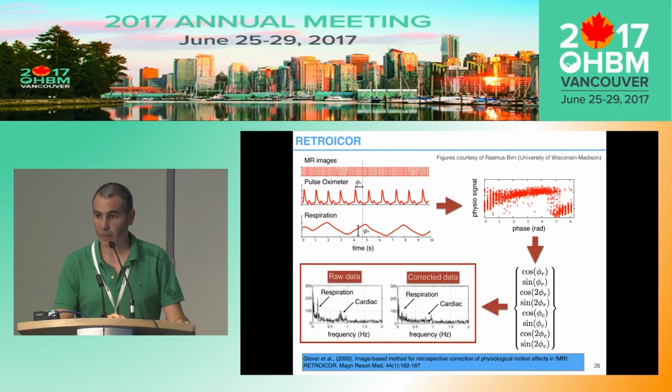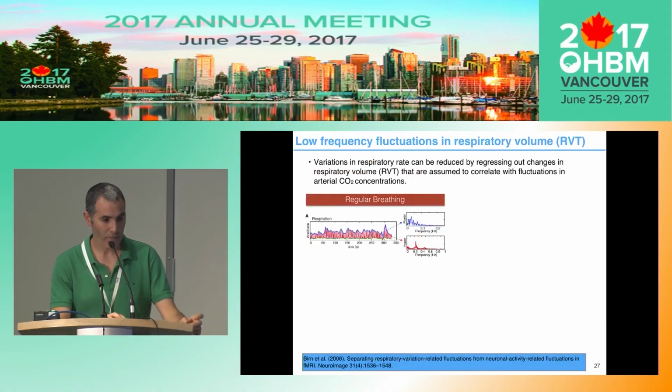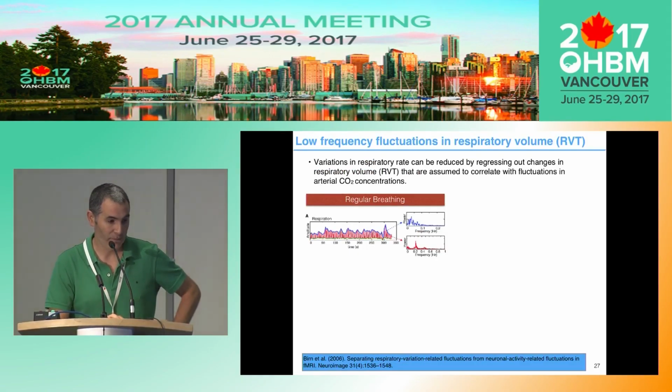The beauty of this approach is that it can actually remove physiological noise fluctuations that are aliased with the BOLD signal. Then you can also use these physiological traces to remove low frequency fluctuations in the respiratory volume. So, for instance, variations in respiratory rate can be reduced by regressing out changes in the respiratory volume time series that are assumed to correlate with fluctuations in the arterial CO2 concentrations.